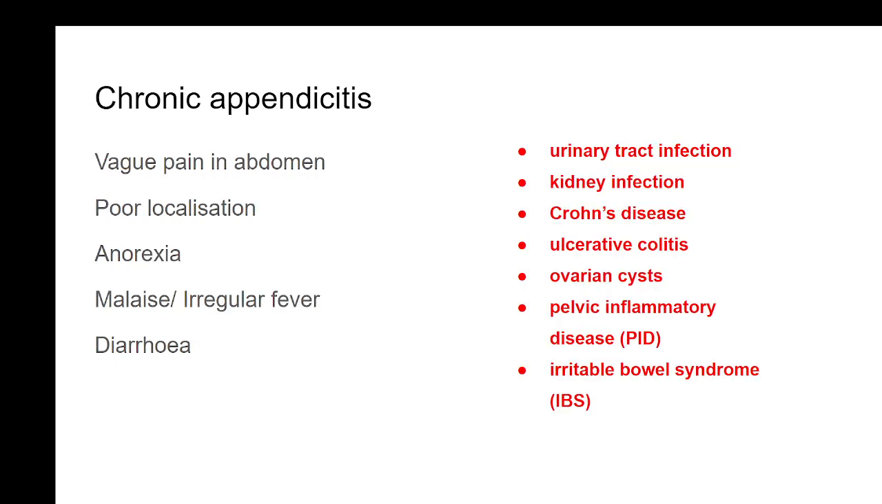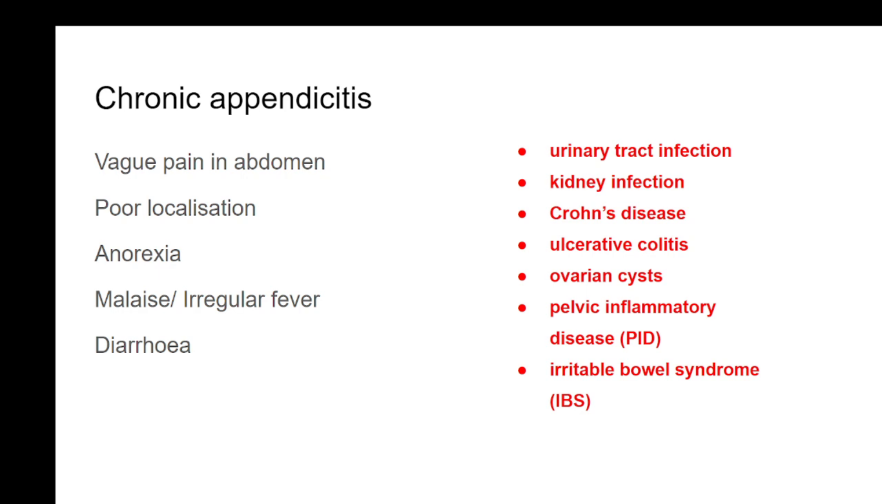Then another variant would be chronic appendicitis. Chronic appendicitis is a consequence of acute appendicitis. Usually, the patient may have a history of acute appendicitis followed by a recovery, and then the patient may continue to have vague pain in the abdomen, and the localization signs may not be very accurate, like it may not be felt exactly at the area, and the patient may continue to have anorexia, malaise, or diarrhea, or irregular bowel habits could be there.